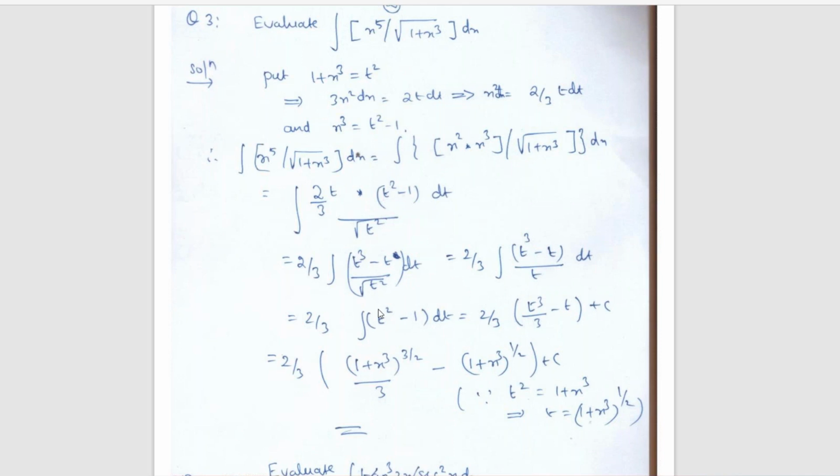Integrate this. What is integral t square dt? Integral t square dt is t cube by 3. Minus integral dt is t. The second term is integral dt, it is minus t plus constant of integration c. Since t is a dummy variable, we have to replace it again in terms of x. What substitution we have used here? 1 plus x cube equal to t square. So replace in the place of t.